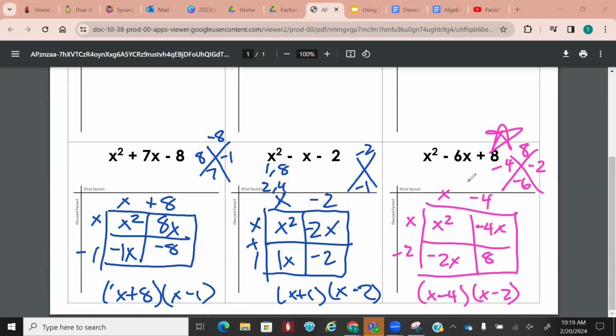Please, if you borrowed a calculator, it needs to go back into the little thing because we need those for Friday. Okay, if we don't have them on Friday, that's going to be a problem.